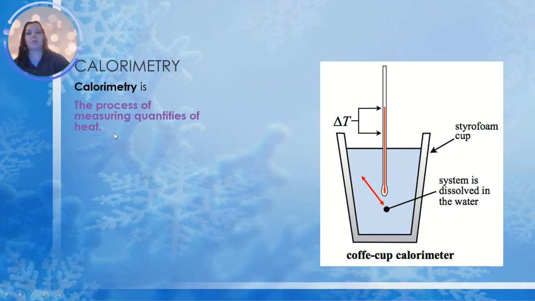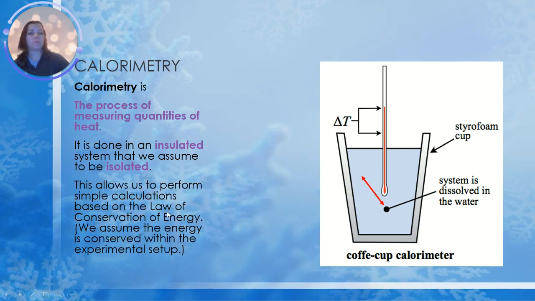So calorimetry is the process of measuring quantities of heat. So here you've got your setup. Usually it's done in an insulated system that we assume to be isolated, like we talked about. And this allows us to perform simple calculations based on the law of conservation of energy. So we assume that if your system is dissolved in the water or is sitting in the water, you can have both of those things happening. All of the energy that is lost or gained will be exchanged with the water itself.